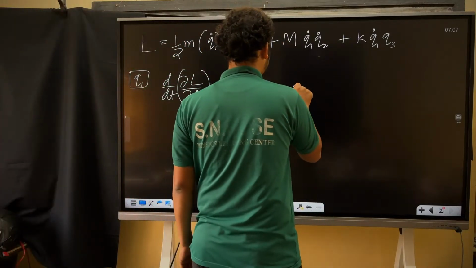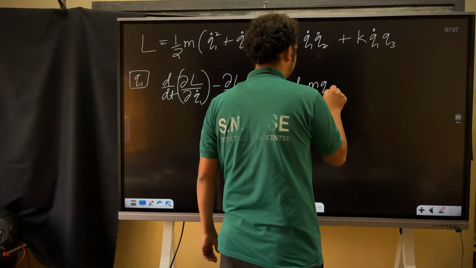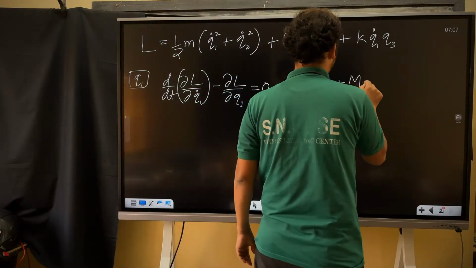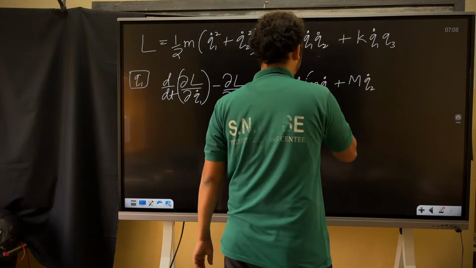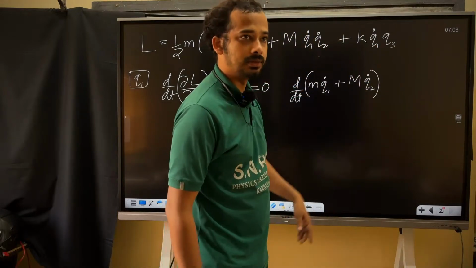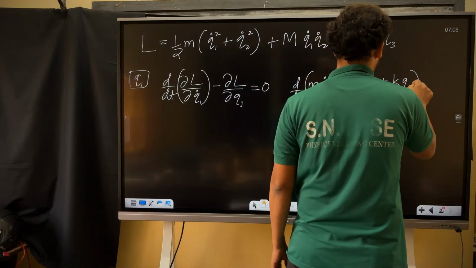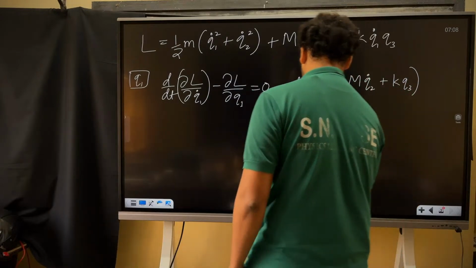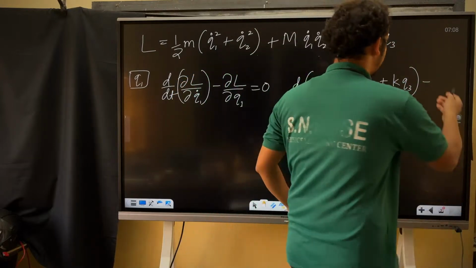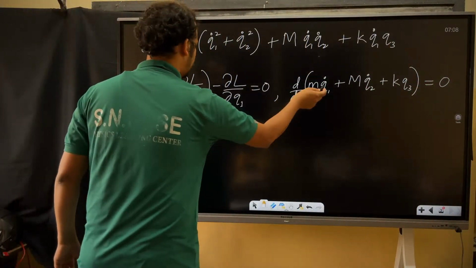d by dt of dou L by dou q1 dot: m q1 dot, and also you have capital M q2 dot. I'm doing quite slowly; you guys have to do it a bit faster. You have q1 dot here also, plus k q3, minus dou L by dou q1. There is no q1, so that's equal to 0. So this is the equation.